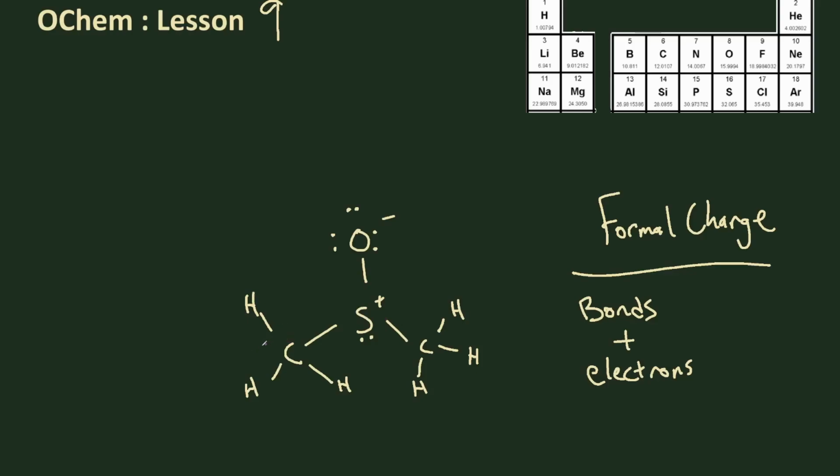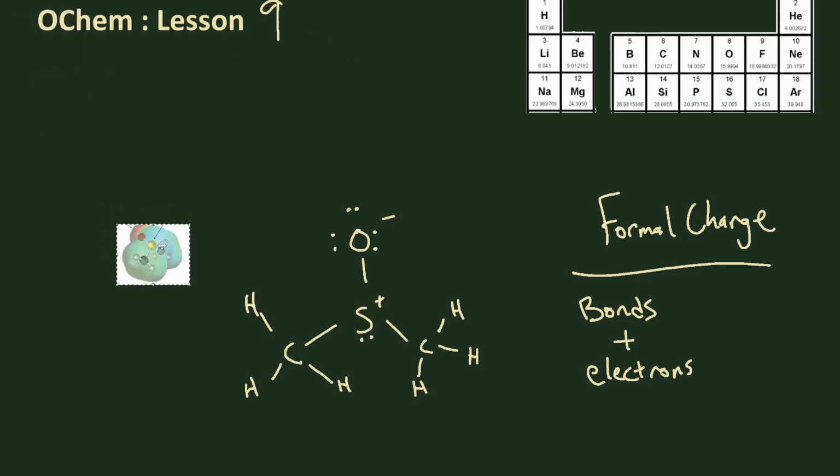But what about this carbon? Carbon's number 4 in his energy level. He should have 4 valence electrons, 1, 2, 3, 4 bonds, and no extra electrons. That's perfect. He is neutral. And same for the hydrogen. It only needs 1 electron. It has 1 bond. Let's take a look at what that means.